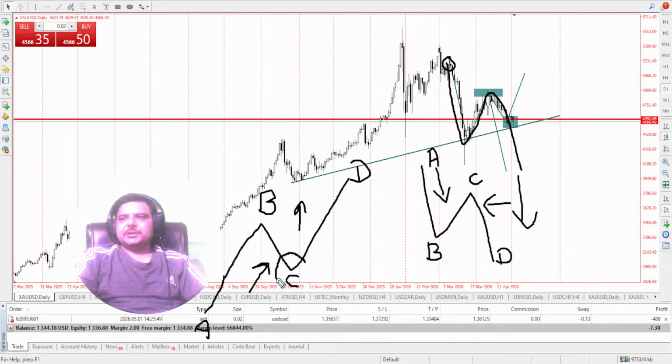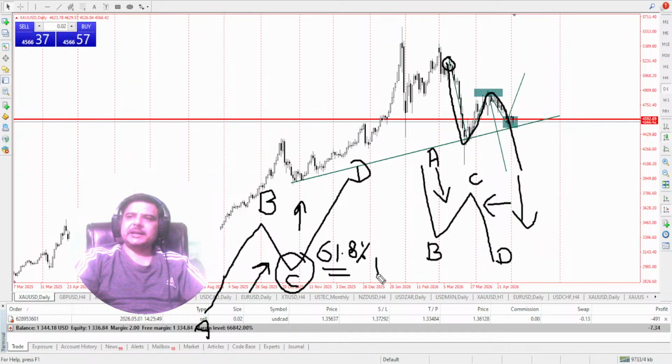Its C point recommends a 61.8% retracement. It already suggests a buy point at C right here, and right here the point C is also 61.8%, but this is A, this is B. This is a corrective wave, and this is for a sell.